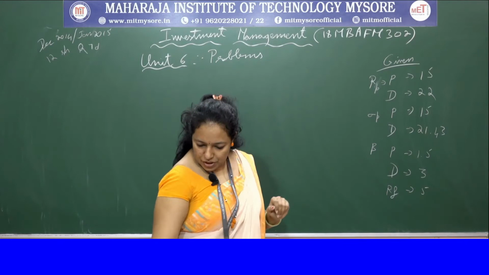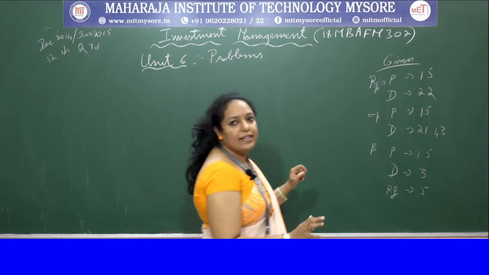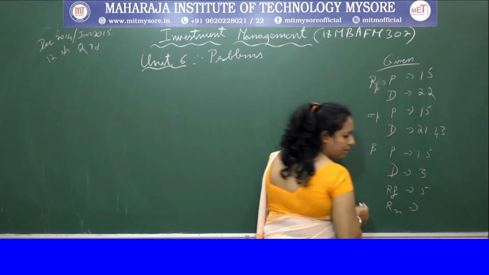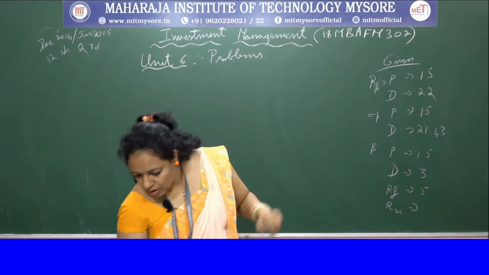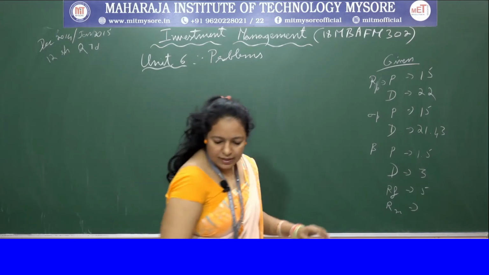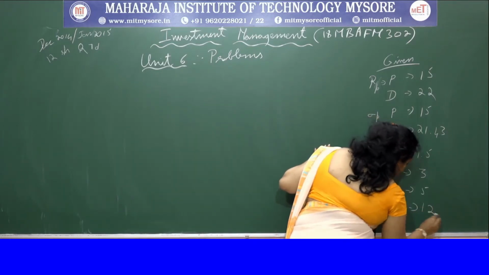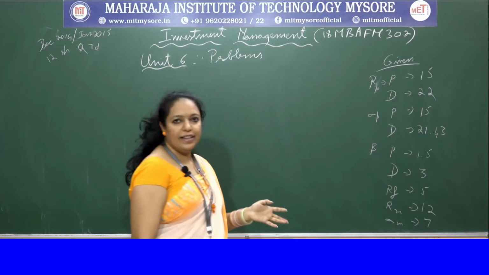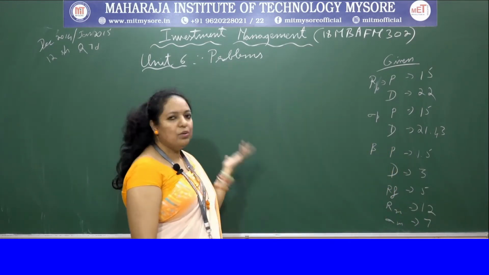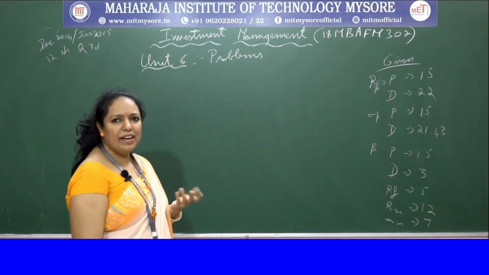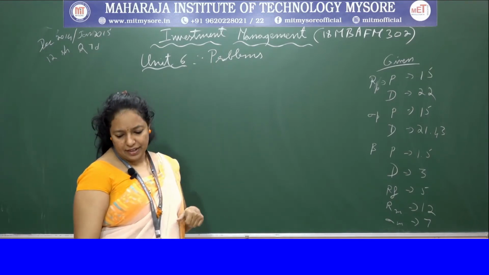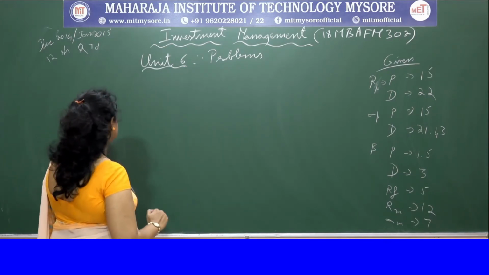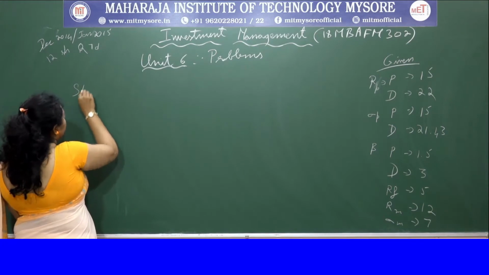Then what information they have given? Market index, return on market index, that is RM. RM is 12 and standard deviation is 7. So standard deviation M is 7. So I have written the given information on the board. Now let's start doing the problem. They have asked only Sharpe and Treynor's measure and to interpret the results. So let's begin with Sharpe.